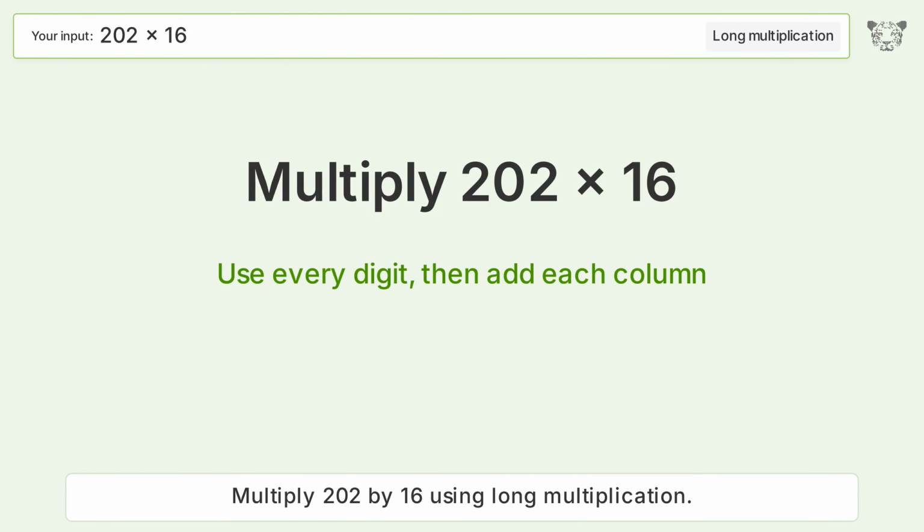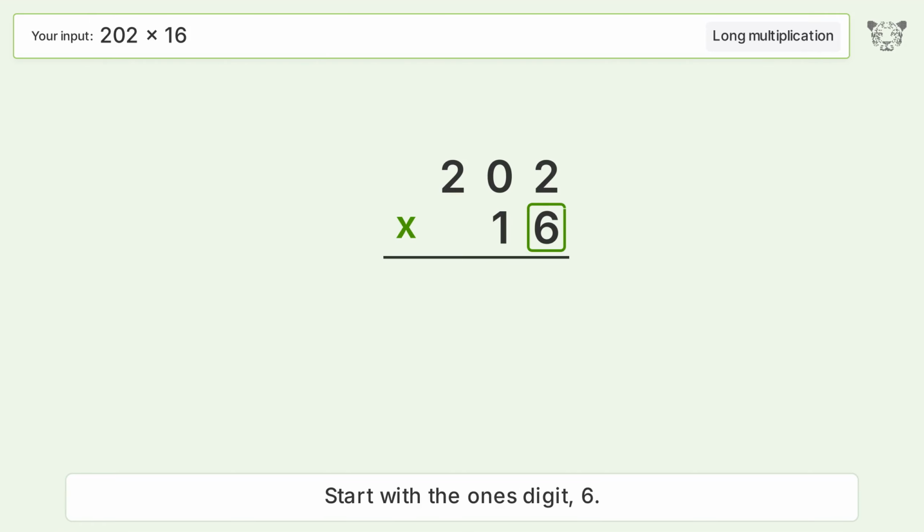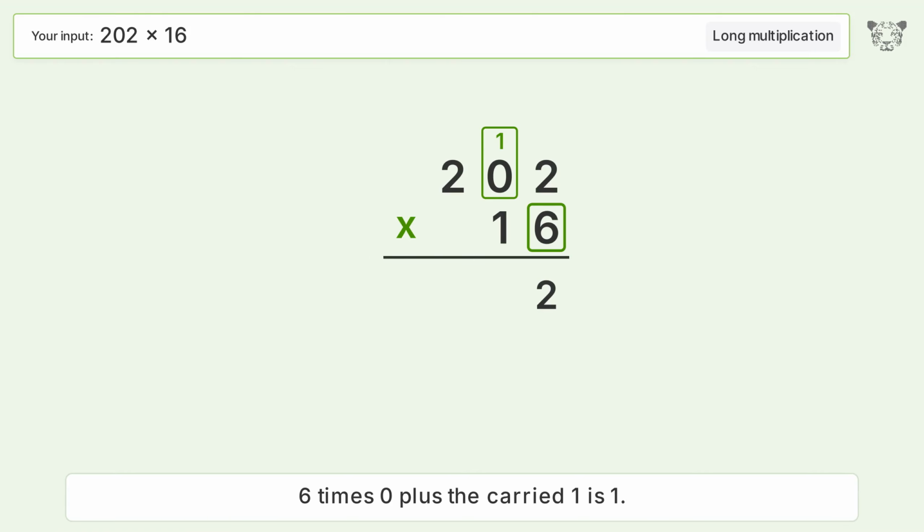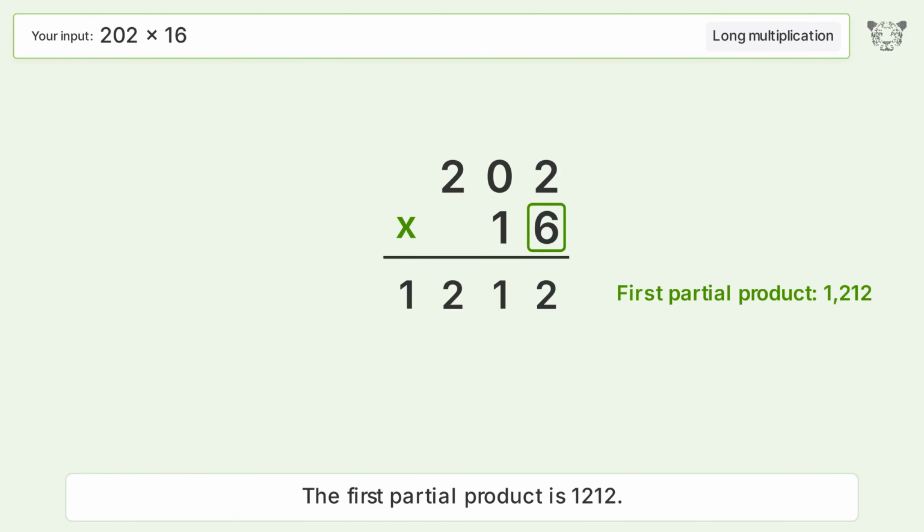Multiply 202 by 16 using long multiplication. Start with the ones digit, 6. 6 times 2 is 12. Put 2 in this column and carry 1. 6 times 0 plus the carried 1 is 1. 6 times 2 is 12. The first partial product is 1212.